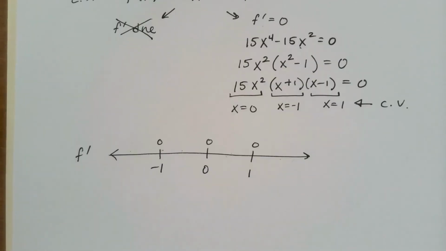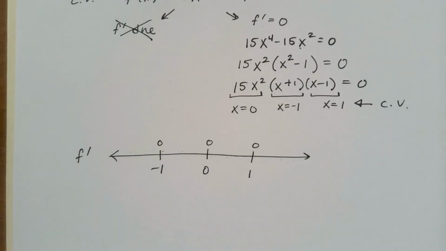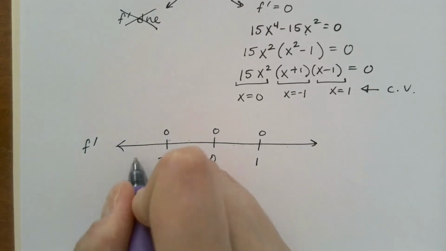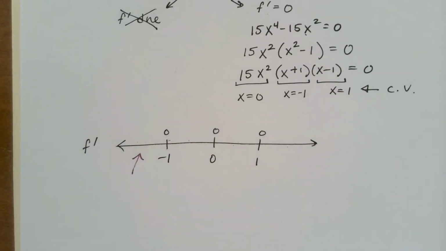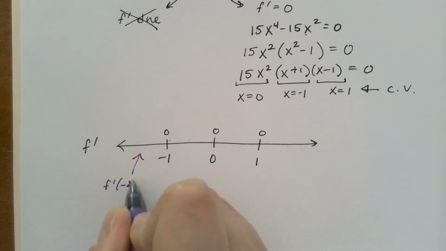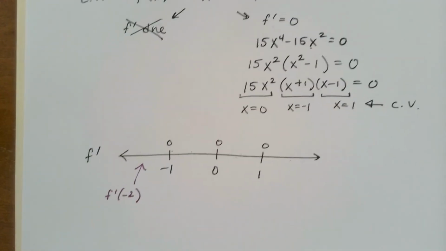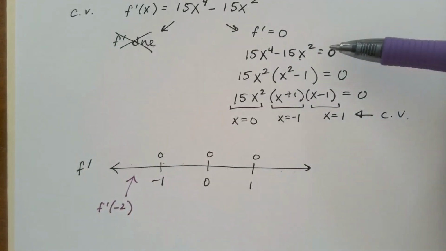Let me switch colors to make this a little bit more clear. Okay, so let's pick any number to the left of negative 1, let's say negative 2. So I want to plug negative 2 into my derivative function, which is this here.